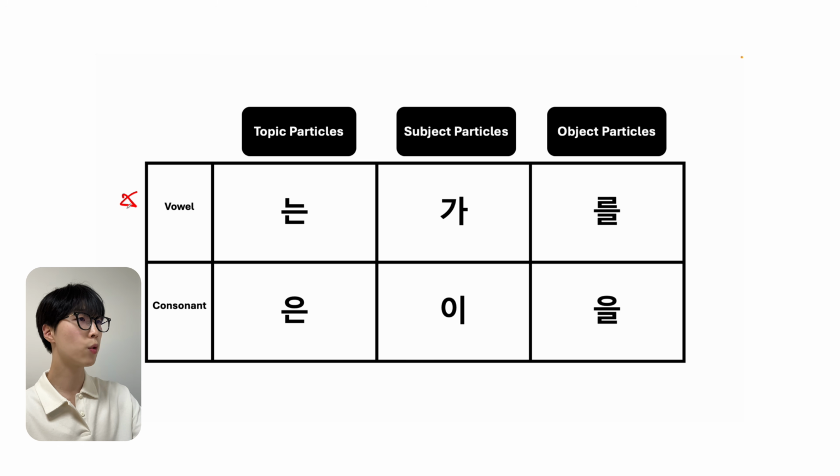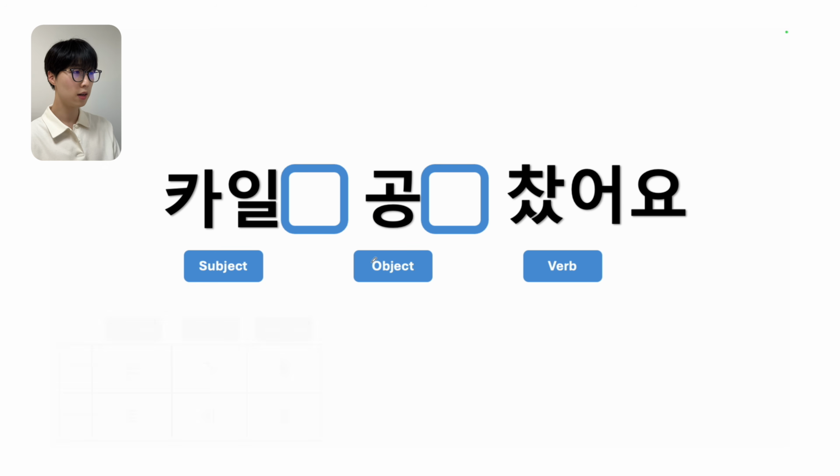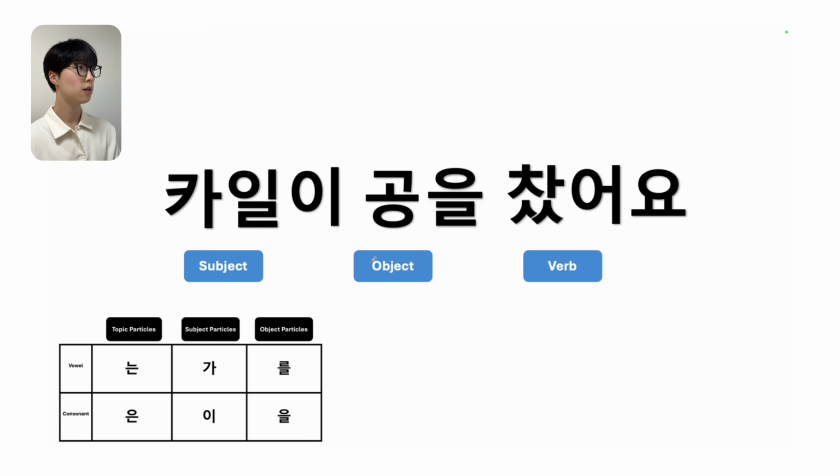Because why? The rules are the same, whether it ends in a vowel or consonant. And now if we head back to our original sentence now, Kyle blank 공 blank 찼어요. Remember, Kyle here is subject, 공, ball is object, and here is a chart. Then, how should we fill it in? It should be Kyle 이 공을 찼어요. Right? Because my name ends in a consonant, subject particle will be 이.